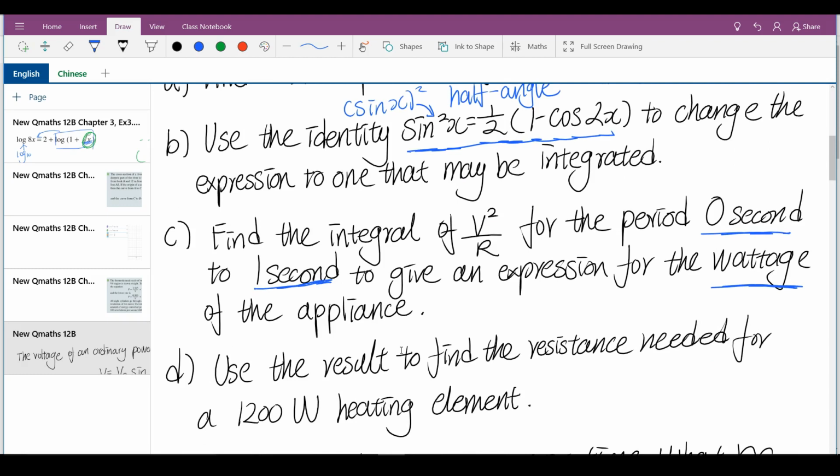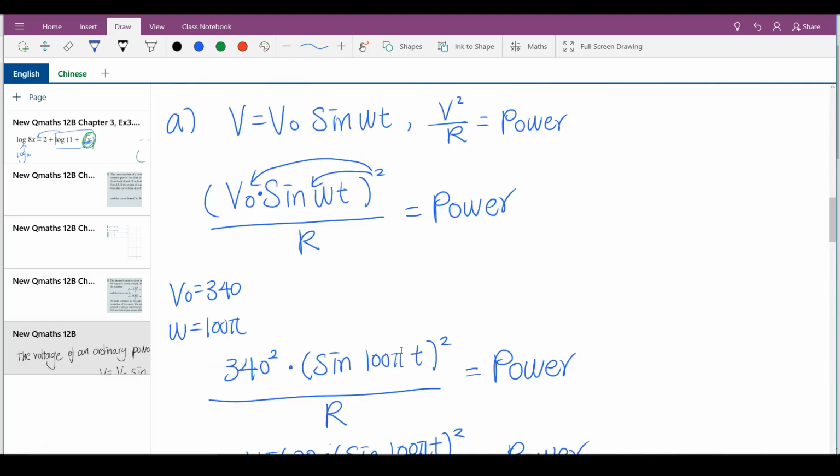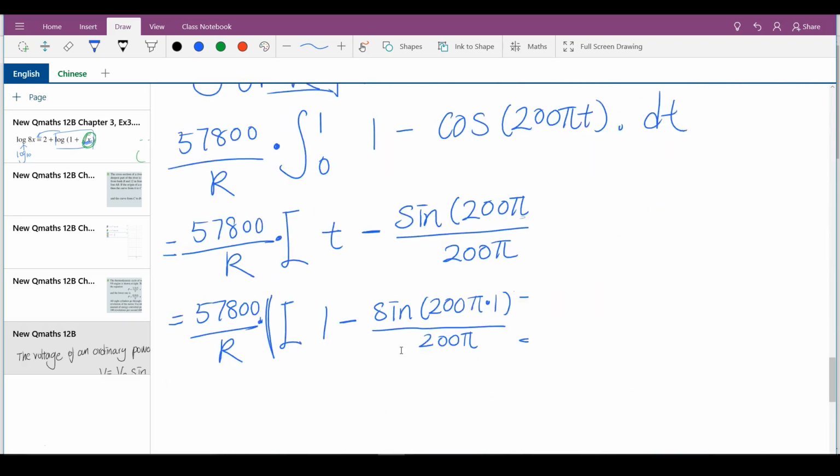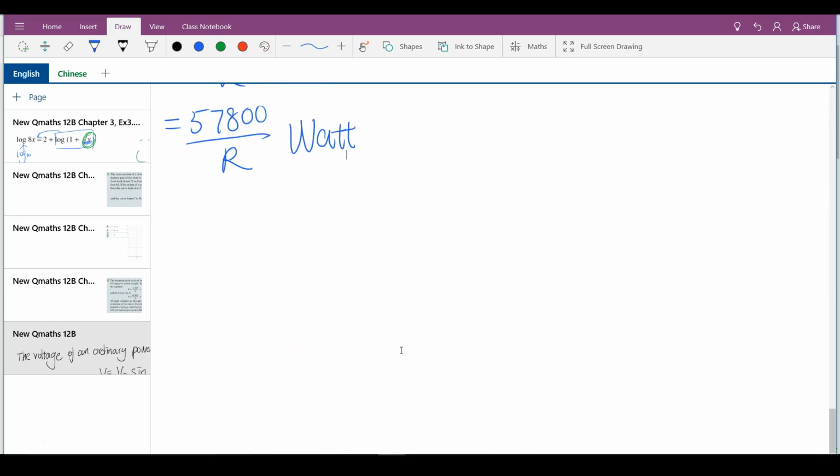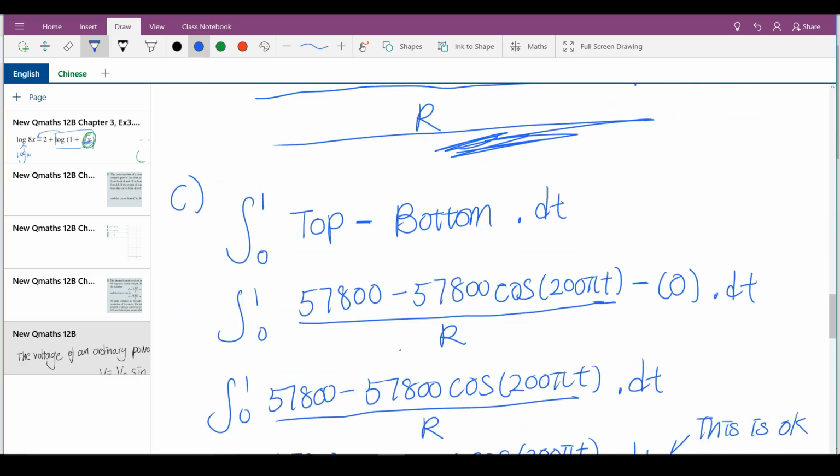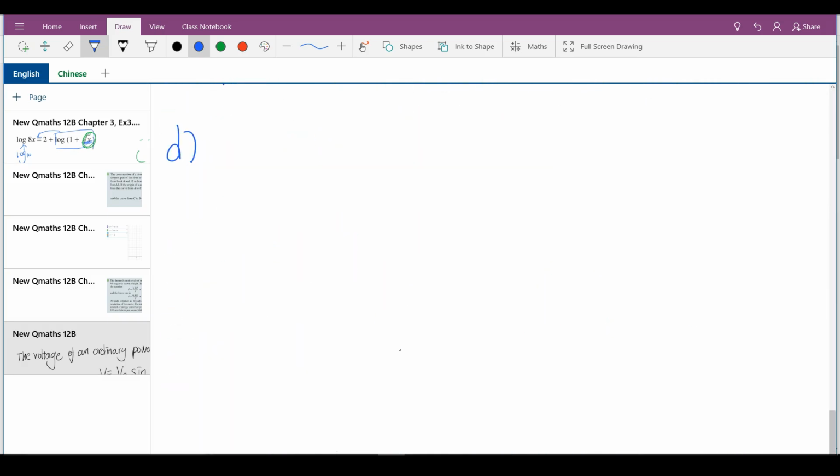All right, let's go to D. Use the result to find the resistance needed for a 1200 watt heating element. So we've got a wattage now. Let's sub that into our previous expression to find the resistance, the ohm, the omega. Such a cool symbol. Okay, so going to D, it's A, B, C, D, so this should be D.